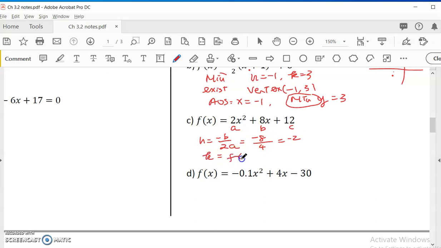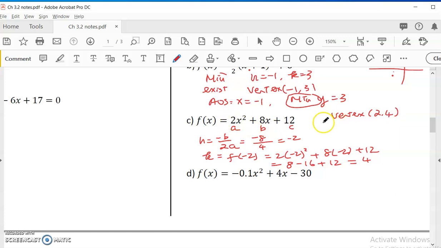And what is k? K is f of negative 2, f of whatever you find. So 2 times negative 2 squared plus 8 times negative 2 plus 12. So negative 2 squared is 4. So this would be 8 minus 16 plus 12. So it is equal to 4. So the vertex is negative 2 comma 4. So I will write it here. Vertex negative 2 comma 4. Oh, I didn't look at A.